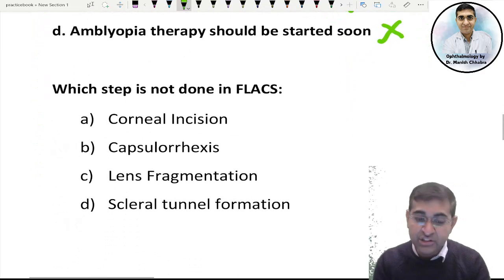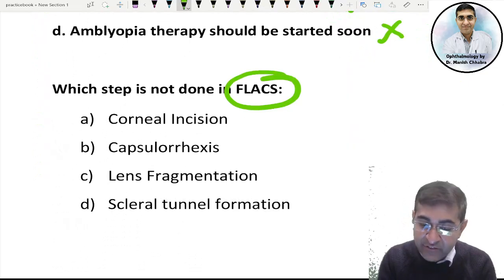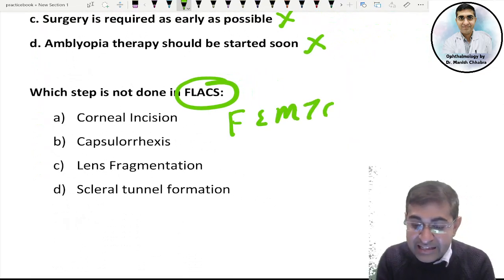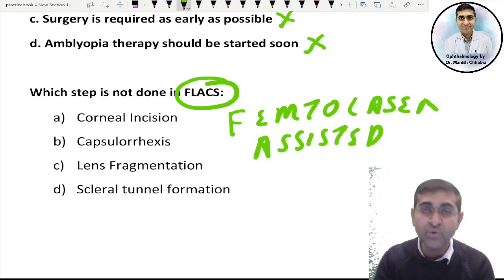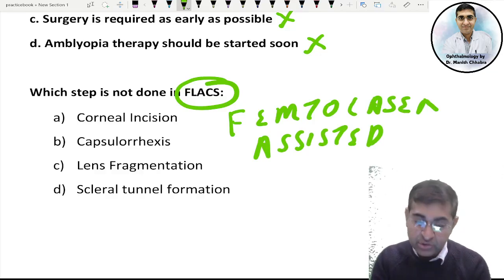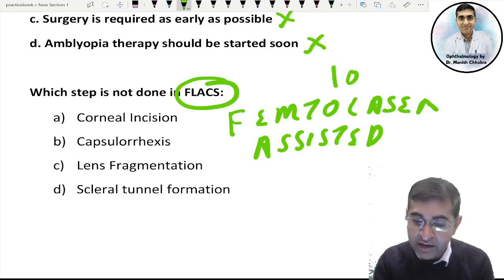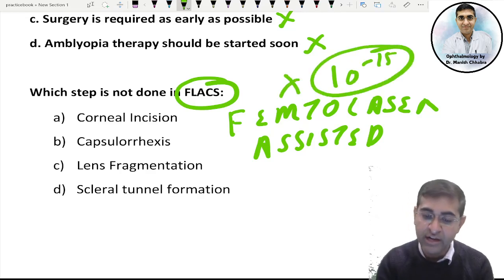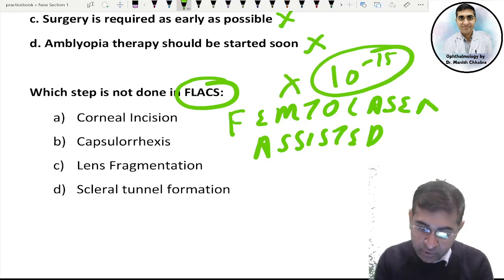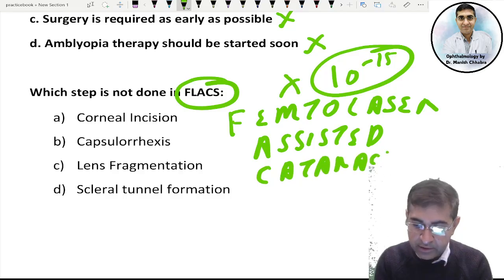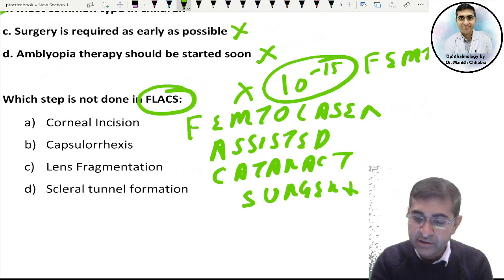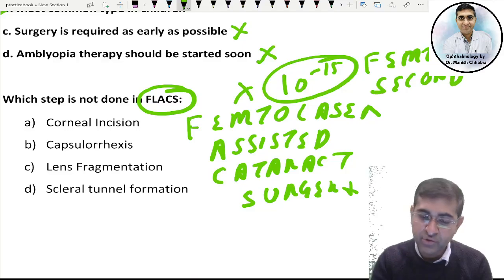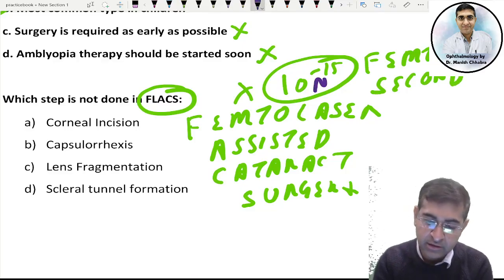Okay, all right. Which step is not done in FLACS? What is FLACS? FLACS is femtolaser assisted cataract surgery. Femtolaser uses a laser which has got a wavelength of 10 raised to power minus 15. Femtolaser assisted cataract surgery. 10 raised to power minus 15 is your femtosecond. 10 raised to power minus 15 nanometer.